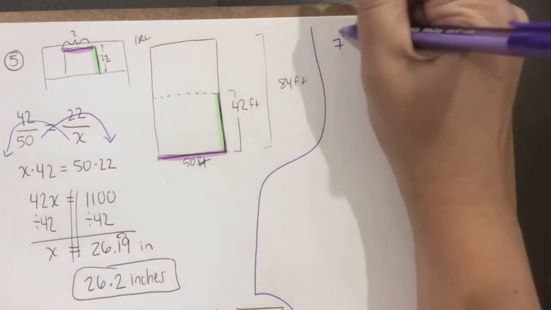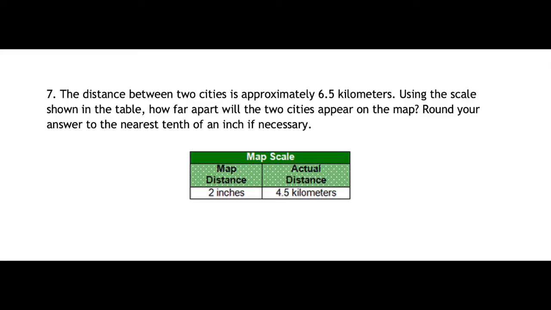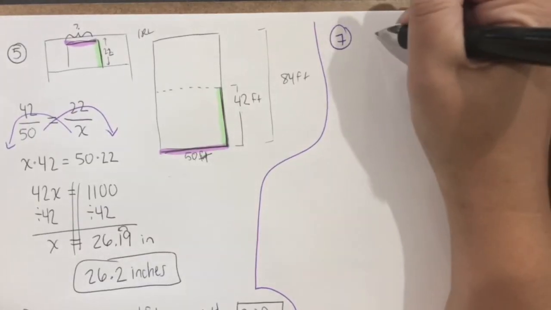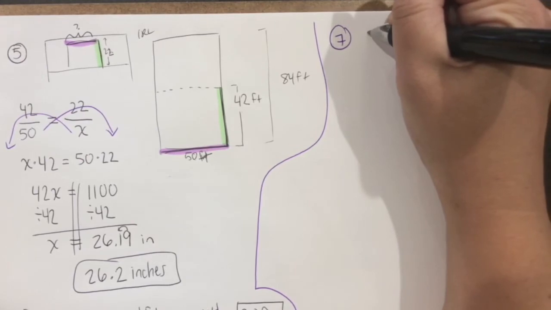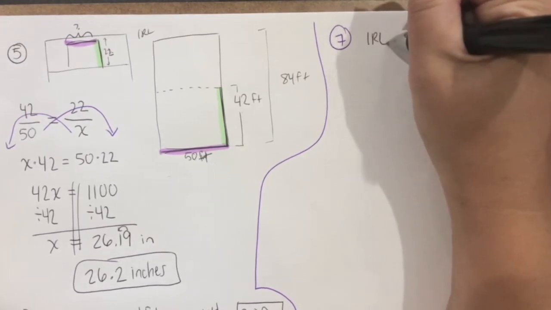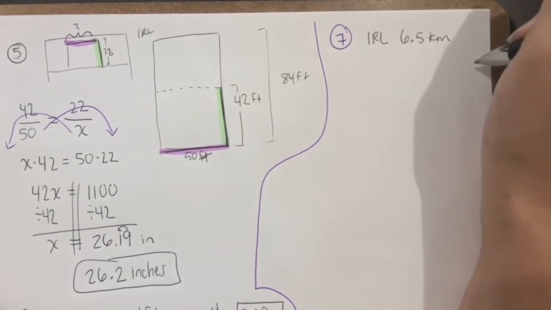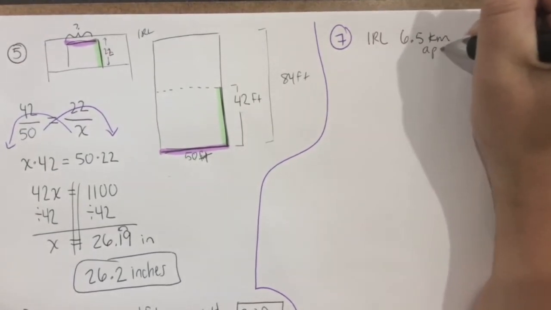Number 7. The distance between two cities is approximately 6.5 kilometers. Using the scale shown in the table, how far apart will the two cities appear on the map? Round your answer to the nearest tenth of an inch if necessary. So the distance in real life between two cities is 6.5 kilometers.